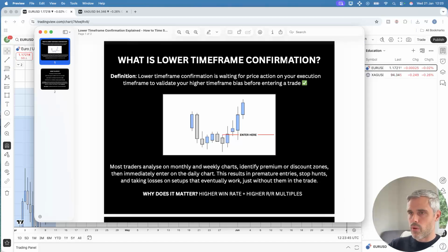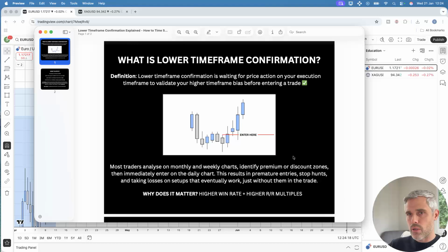So let's get into some very quick theory. What is lower time frame confirmation? Lower time frame confirmation is waiting for price action on your execution time frame, so the 12-hour time frame that I just looked at, to validate higher time frame bias, which would be in that case the 2-week candle. Most traders analyze on monthly and weekly charts. They identify premium or discount zones, and they're just entering on maybe the daily chart, but they don't understand the correlation between the higher time frame and lower time frame entry. This results in premature entries, stop hunts, and just taking unnecessary losses.